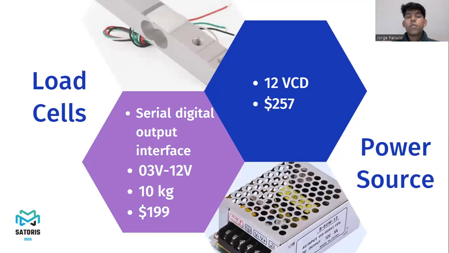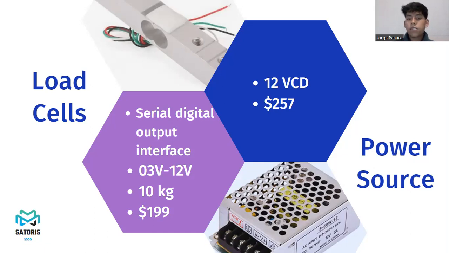Then we have our load cells that are very important to us. These load cells are going to be our sensors that measure the weight of the raw material that is going to be in the tank. These are going to be connected to our controller, to the Arduino, because it has a serial digital output interface with a voltage of direct current from 3 to 12 volts. Its maximum weight that it can carry is 10 kilograms, and its cost is from 200 pesos.